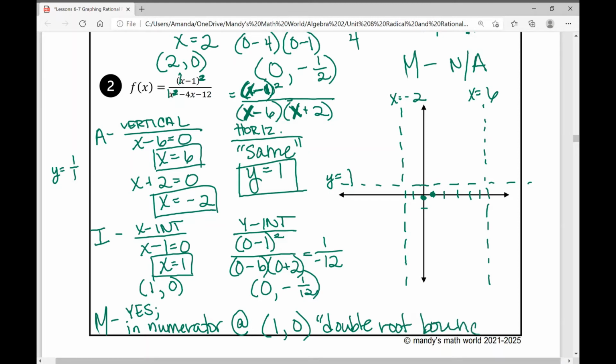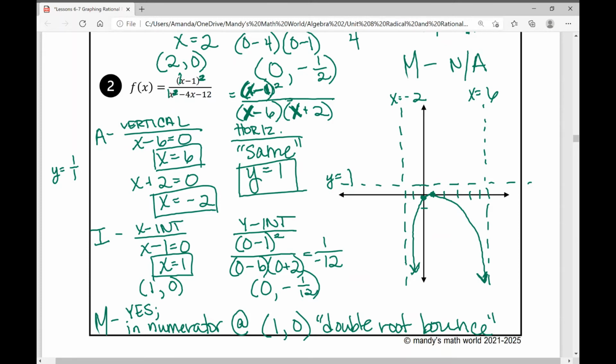So what does that look like? Well, that means at this point 1, 0, obviously my function's going to go like this. And when you have a double root bounce, it just bounces off and it comes back in the same direction. So it's not going to go above y equals 0. So it's going to come back down. It's not going to cross it, and it's going to go down to the asymptote x equals 6.